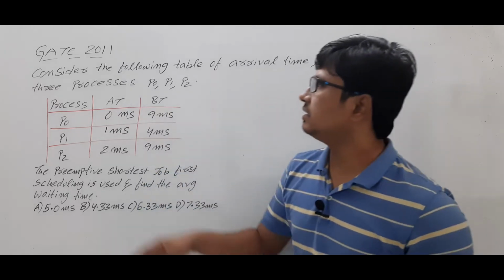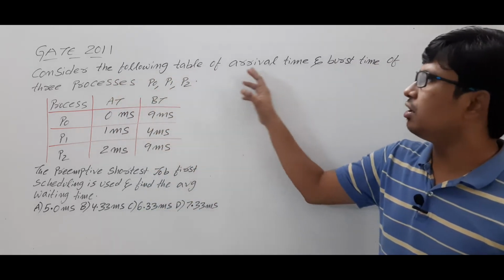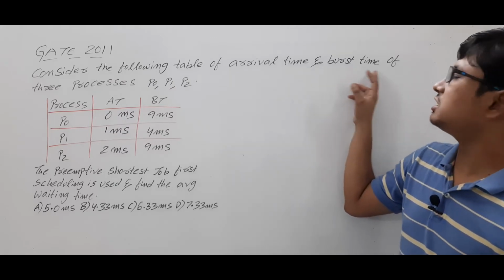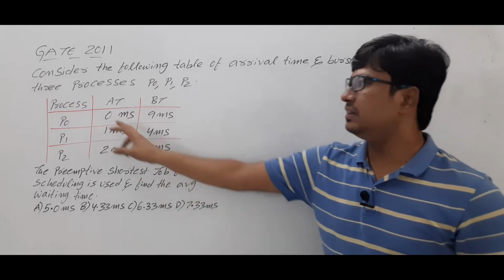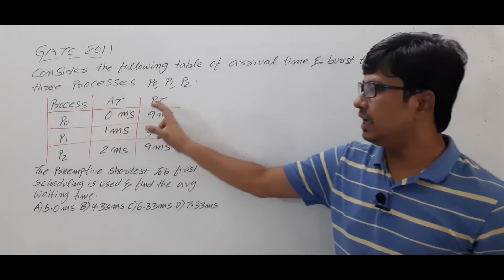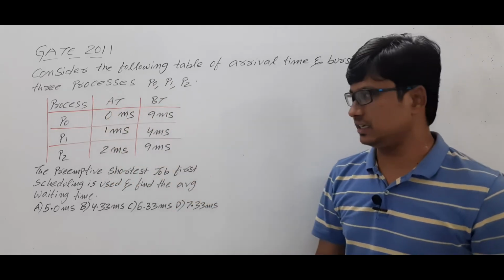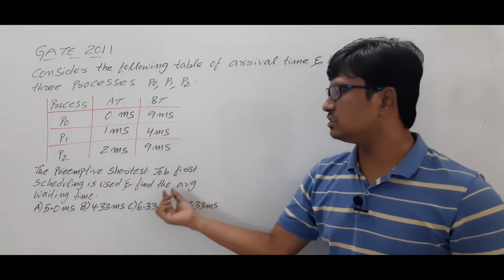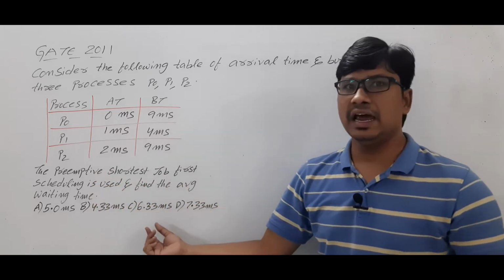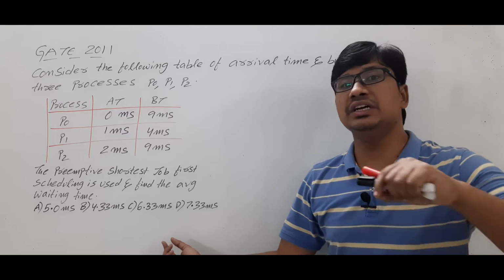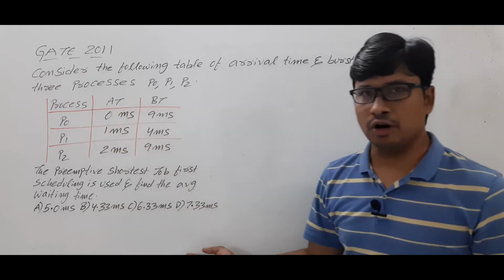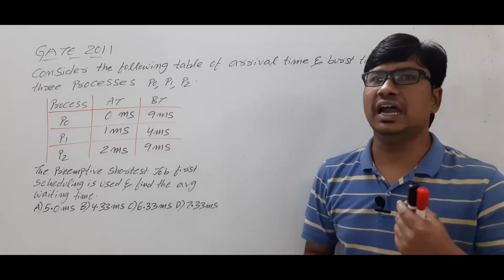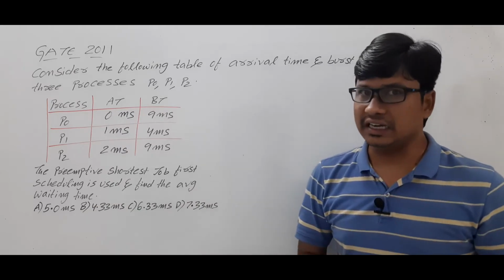Look at the question. Consider the following table of arrival time and burst time of three processes P0, P1, P2. They have given the arrival time and burst time in milliseconds. The preemptive shortest job first scheduling algorithm is used, and we need to find the average waiting time to execute these three processes. They have given four options. We need to solve the question and find out what is the right answer.